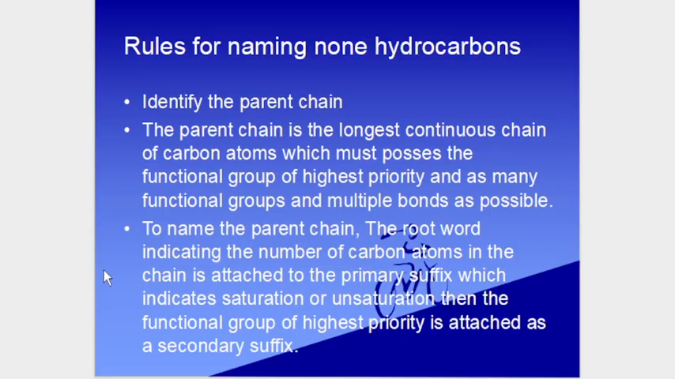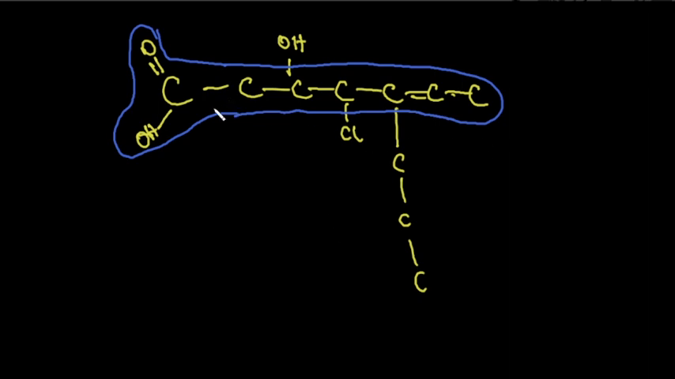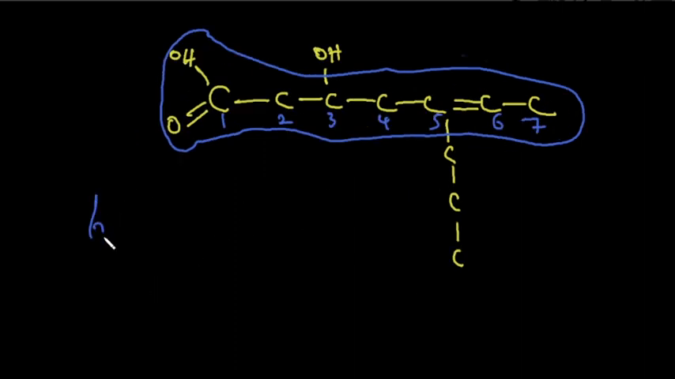Going to the next rule, it says to name the parent chain, the root word indicating the number of carbon atoms in the chain is attached to the primary suffix, which indicates the saturation or unsaturation. Then the functional group of highest priority is attached as a secondary suffix. What does this mean? First of all, before we do that, we're going to allocate our locants. We're going to start allocating from the functional group of highest priority. So that's here. 1, 2, 3, 4, 5, 6, 7. Now that we have this, the root word for 7 is hept.